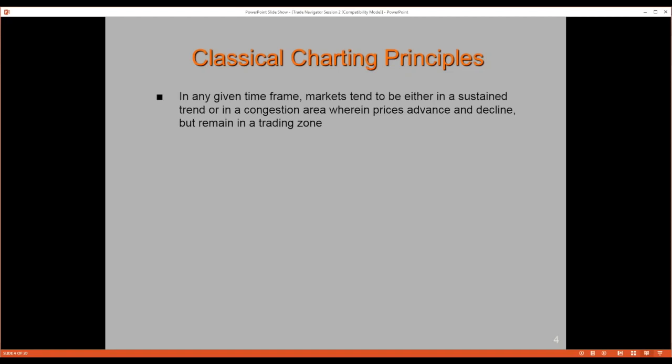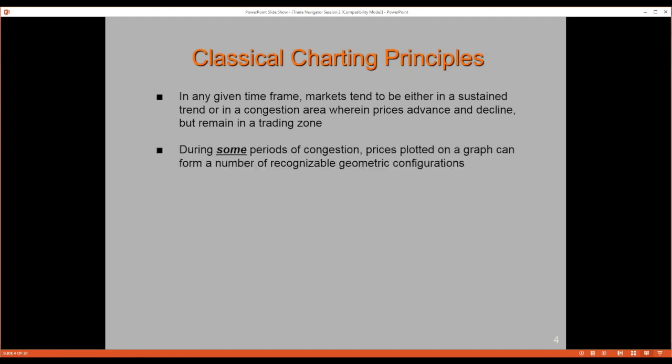And so I just want to make sure that I make the point here that this trending versus congesting really is relative to different time frames. The time frames I use are daily and weekly. When I think about time frames, I'm not thinking about 60-minute charts, 5-minute charts, 15-minute charts. Those don't come into the equation for me as a position trader.